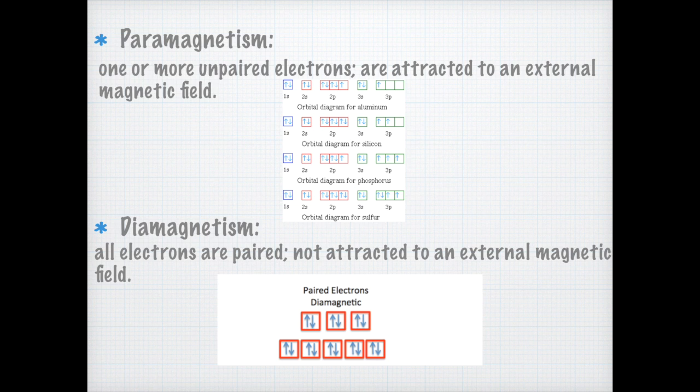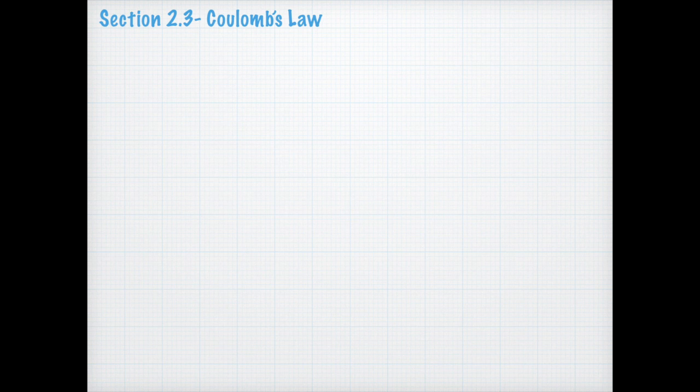So that's paramagnetic and diamagnetic. It's a really nice laboratory technique. It can help us to identify an element based on whether we anticipate it being paramagnetic and diamagnetic based on its orbital diagram. The next concept I'm going to introduce is Coulomb's law.